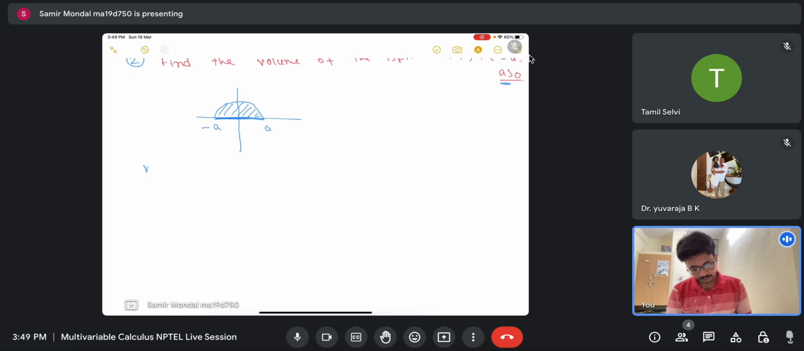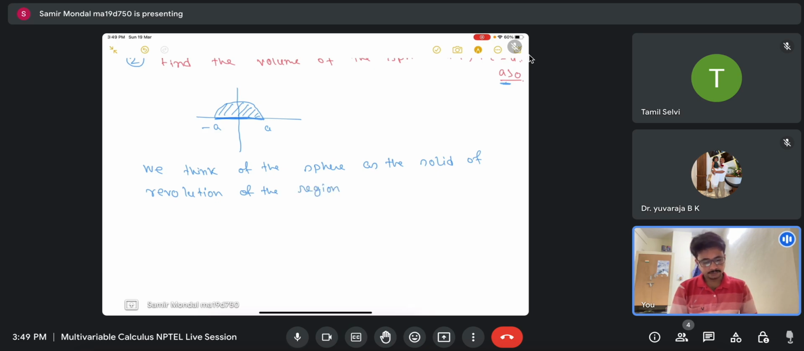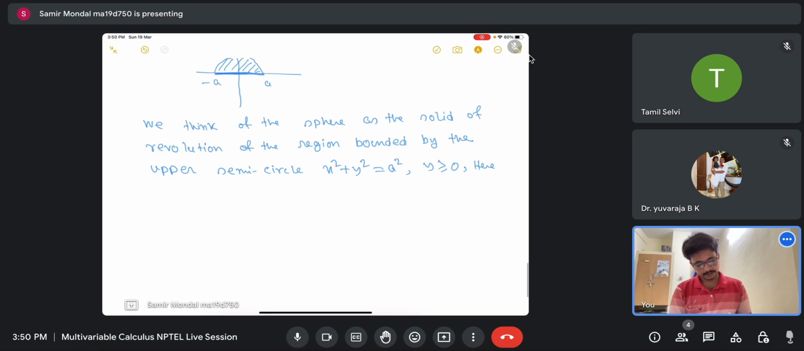So we think of the sphere as the solid of revolution of the region bounded by the upper semicircle. What is the upper semicircle? It's x square plus y square equal to a square, y greater than or equal to 0. This is your upper semicircle, and here your x is from minus a less than or equal to x less than or equal to a.